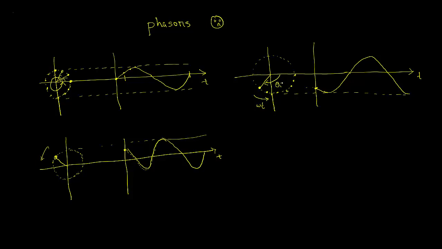This is known as the phase angle, the initial phase angle, which for this figure is minus 120 degrees. For this figure it's 0 degrees, and for this figure the initial phase angle is plus 120 degrees. Now if you look into these figures, we also have to remember that the radius of the moving particle changes the height of the sinusoid.